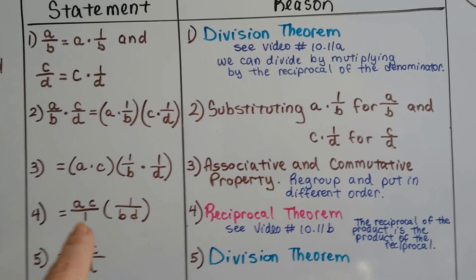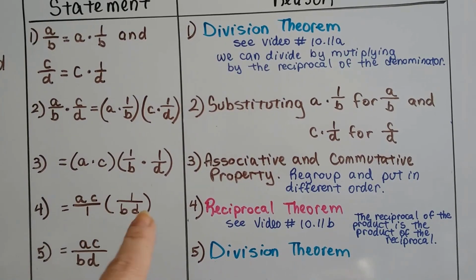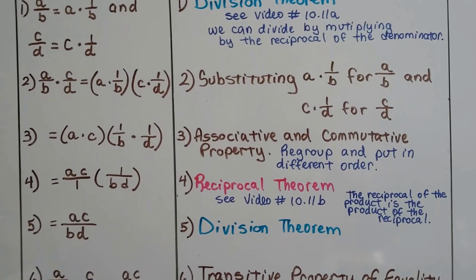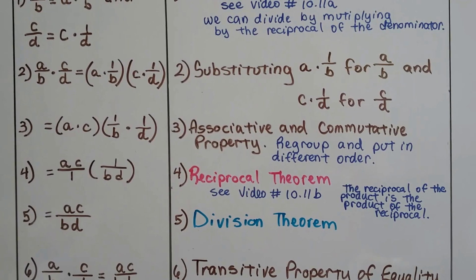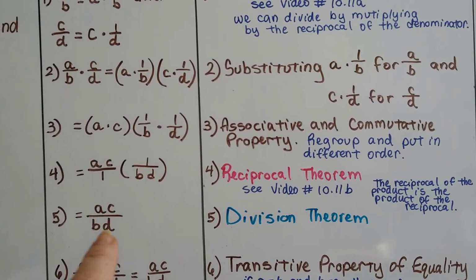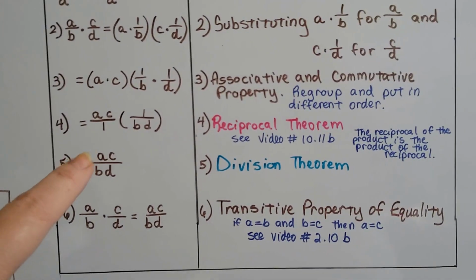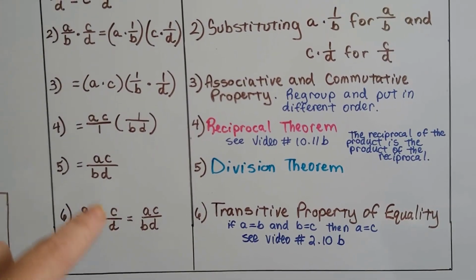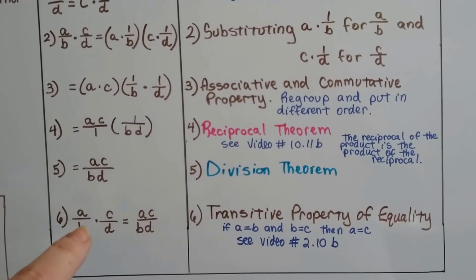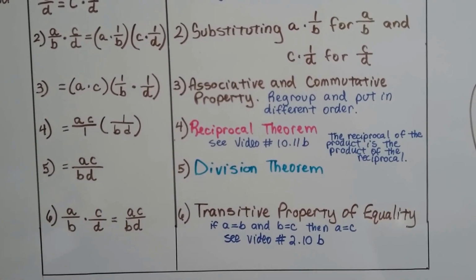And that gives a times c over 1, or ac, times 1 over bd. See how it would just be ac over bd like that? That's the reciprocal theorem. That's what we did in 10.11b. That's the reciprocal of the product is the product of the reciprocals. Now we've got a times c over bd. That's the division theorem again. And it basically just means a over b times c over d, doesn't it? It's the same thing. And if this is the same thing as this, then this is the same thing as this, and we've proven it.